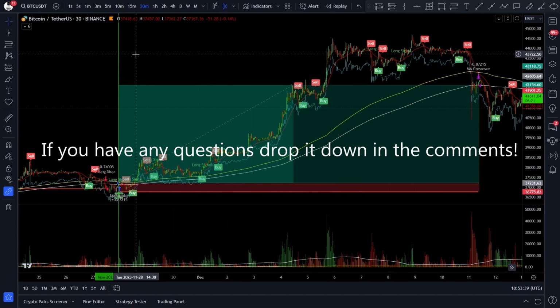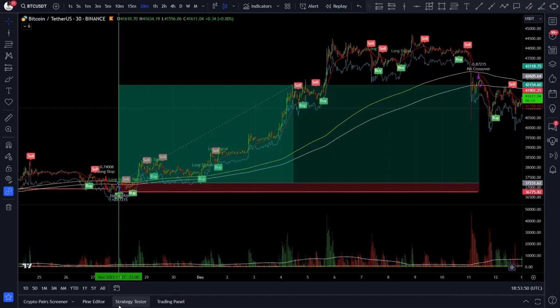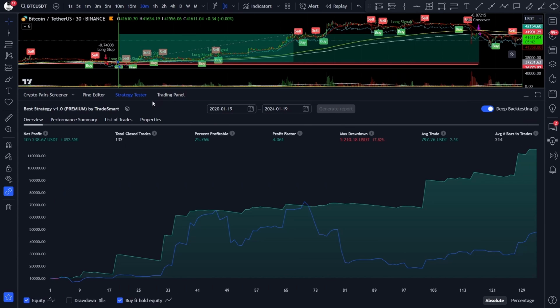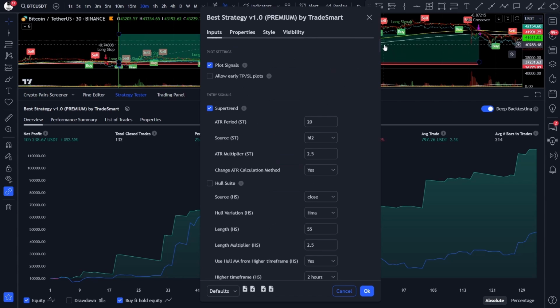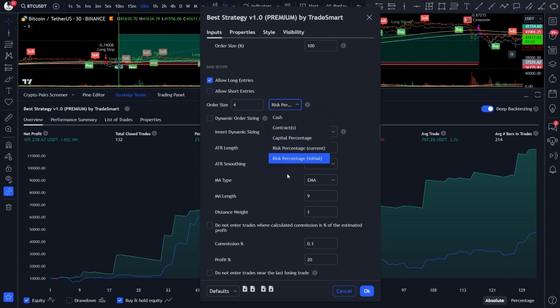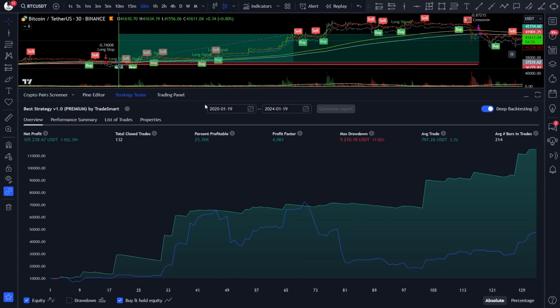Now let me show you how great this strategy really is by going through some backtest results. Okay, here you can see the results for the BTC USDT 30-minute chart. Keep in mind, I am using a realistic 0.1% fee with a 2-tick slippage. Also, the position sizing is a 4% risk per trade non-compounding setup. Here you can see the backtesting time interval. I set it to a 4-year time window, starting from the 19th of January 2020 until today.